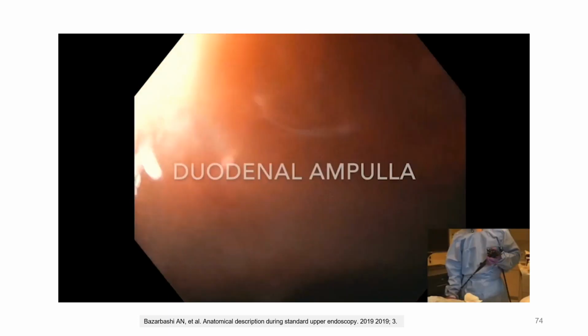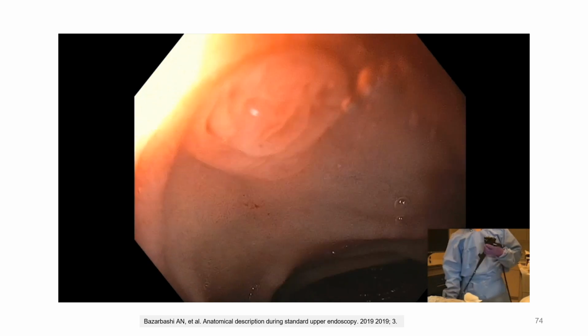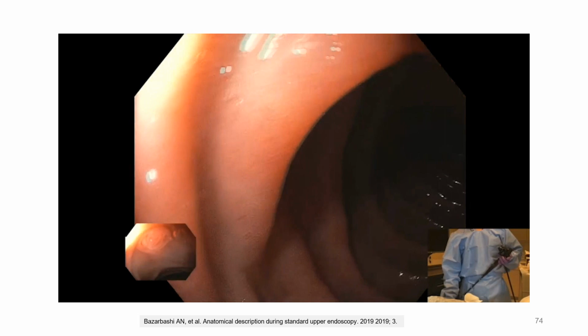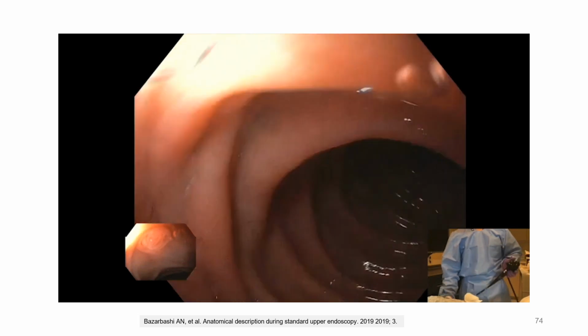In some patients, the ampulla will be identified, but this is best evaluated with a side-viewing endoscope. Attention should be paid here to ampullary masses or periampullary diverticula.